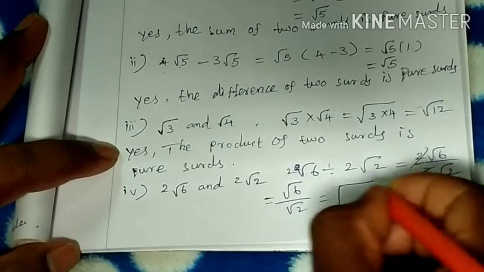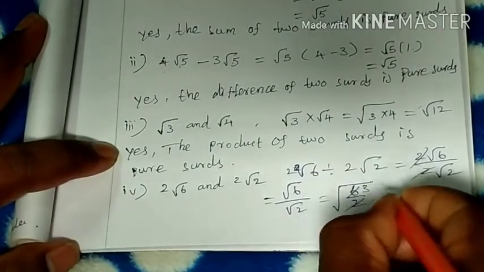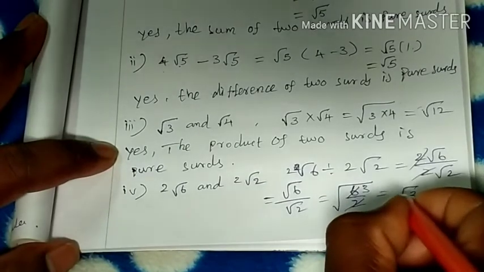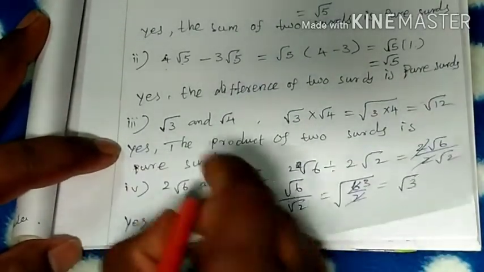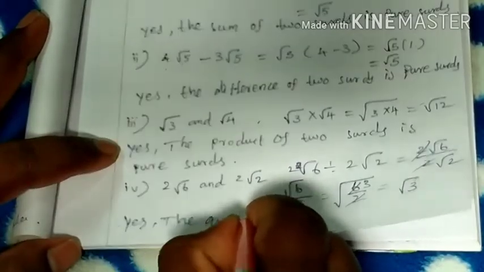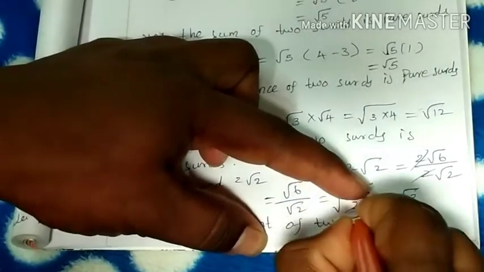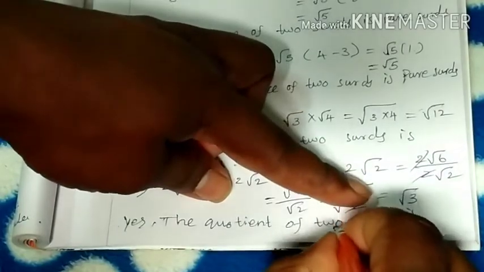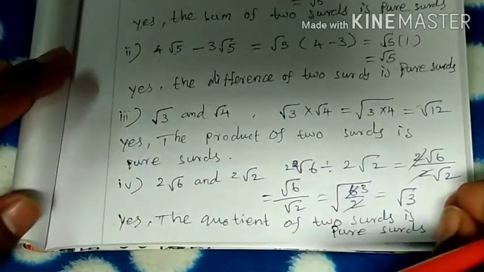Using the quotient rule, root 6 divided by 2: one 2 is 2, three 2s are 6, which gives root 3. It is a pure surd because the coefficient is 1. This is also yes. The quotient of two surds is a pure surd. That's all the answer. Have you understood?